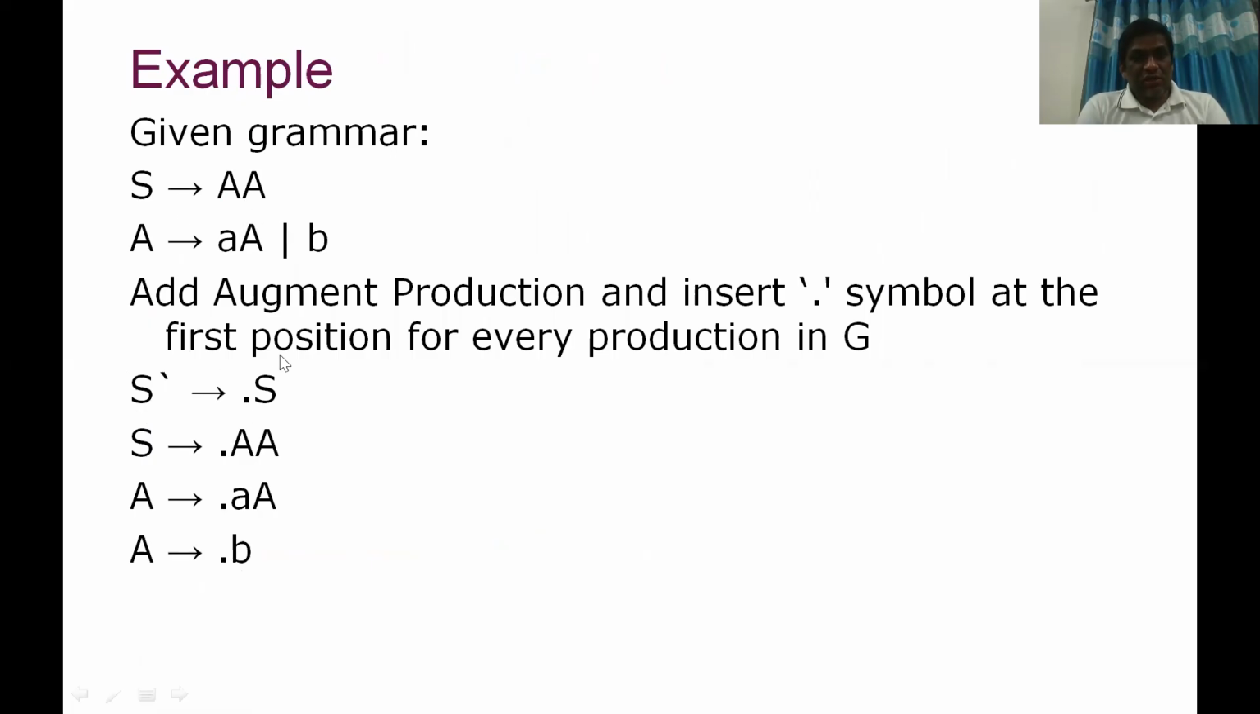Actually, this is an augmented production added. This is the existing production, and this is an existing production. A is having 2 productions. I split it into 2 parts. Now what happened here, a special dot is put at the first position of every production in the augmented grammar. This is our first thing for producing the canonical LR(0) items.